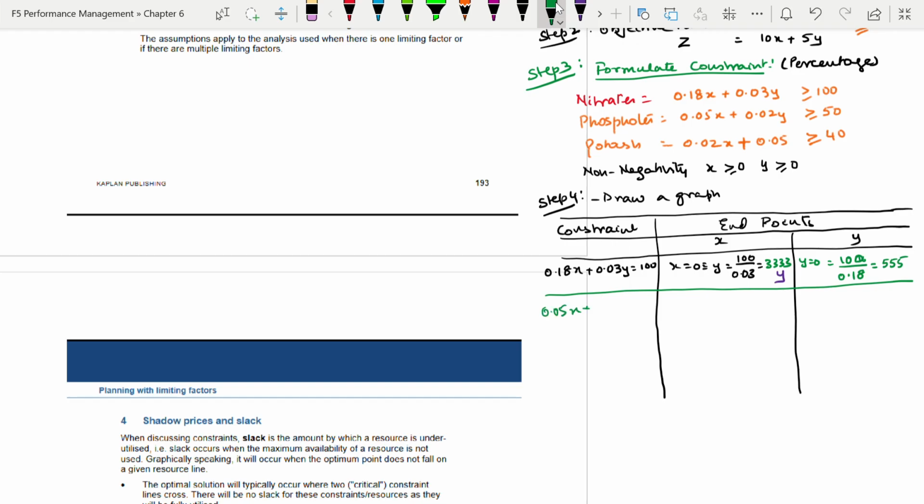0.05x plus 0.02y equal to 50. Now X equal to 0, then what will happen? Y equals 50 divided by 0.02. Any doubt anywhere, ask me, because my assumption is that I have explained and you understood. That is the reason I am doing it this way. Any doubt? How much is it? 2,500.